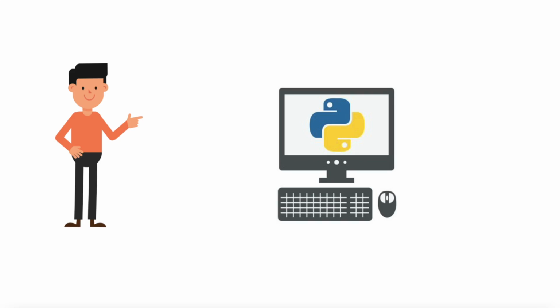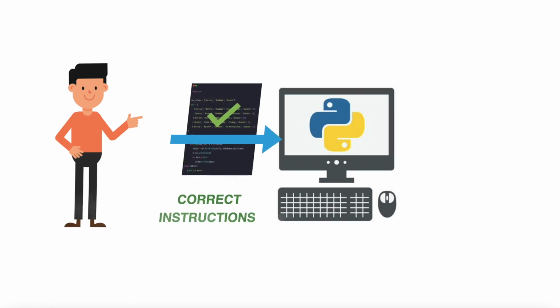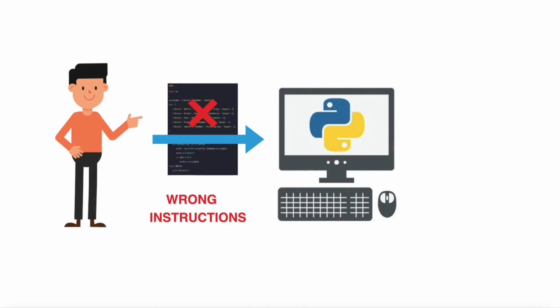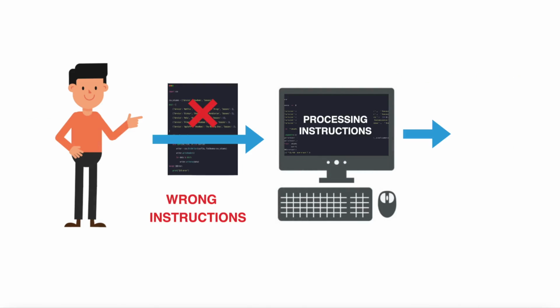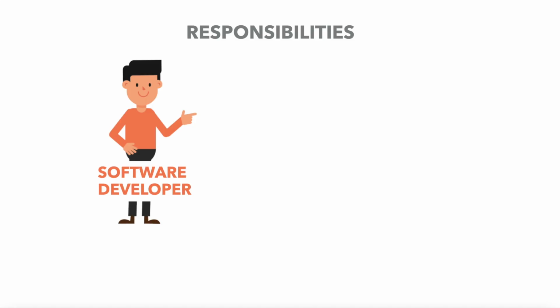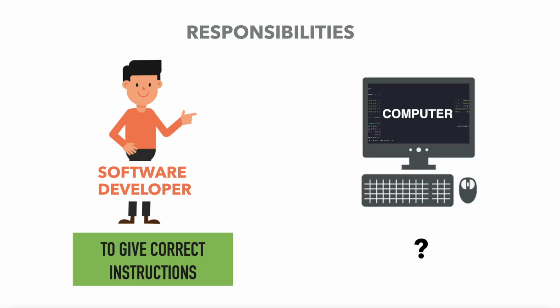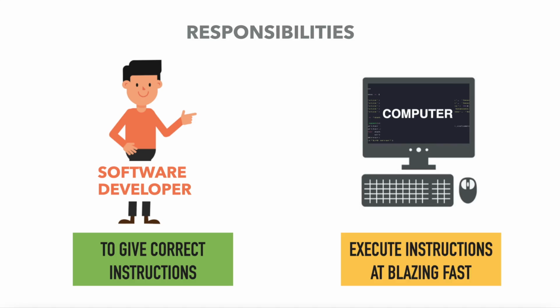It also means that a computer will just execute instructions that is given to it. If we give correct instructions to the computer, it will produce correct output. If we give wrong instructions to the computer, then it will produce wrong output. Whose responsibility is to give right instructions to the computers? We, the software developers. It is software developers' responsibility to give right instructions to the computer. What is the responsibility of the computer? Responsibility of the computer is to execute the given instructions at a blazing fast speed.